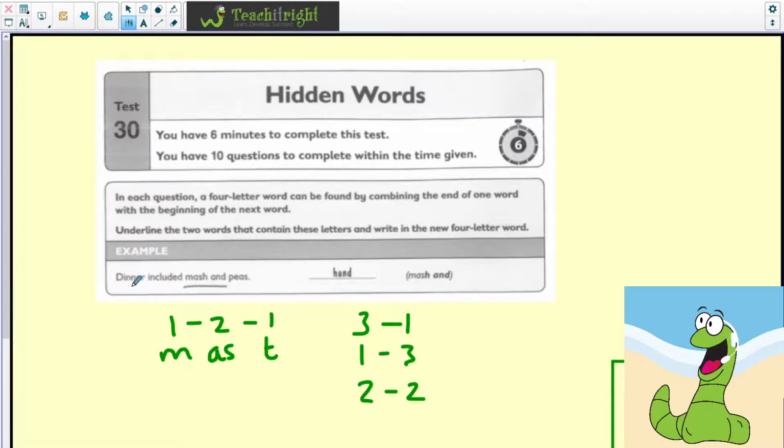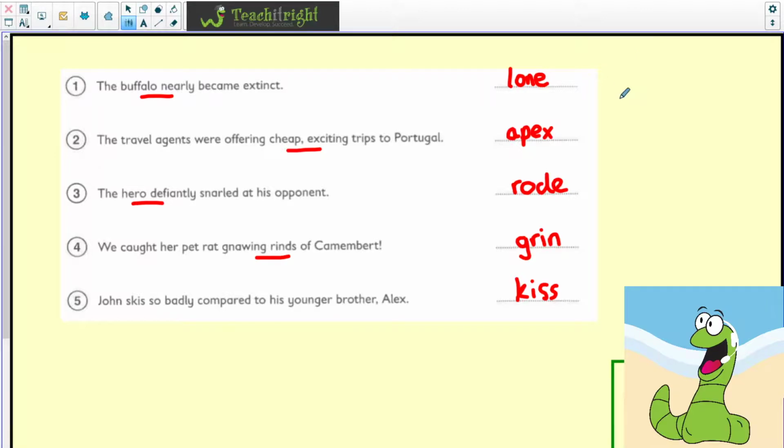So you are not reading the sentence, that will waste time. You're just looking between the gaps, or when you've got the multiple choice sheet, I know you didn't, but when you do, you'll be able to use that to your advantage as well. So what have we got here? We've got lone, apex, which kind of means a climax or the top, or achievement at the apex. Road, between hero and defiantly. Grin and kiss.